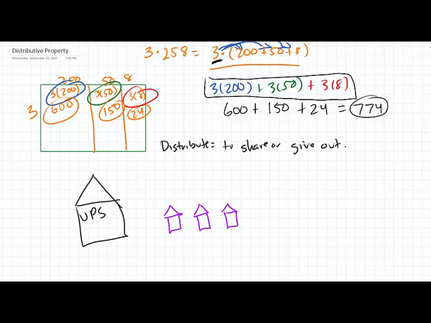Okay, so all the stuff goes from UPS. UPS loads into their brown truck, and then that truck distributes the products to everyone else. Okay, just like the 3 here, which is being distributed to everyone. Okay, and that's really the distributive property.